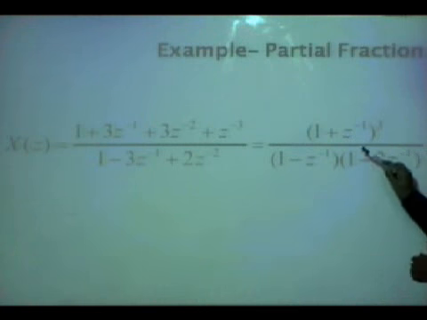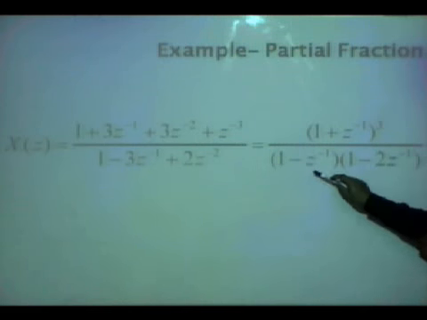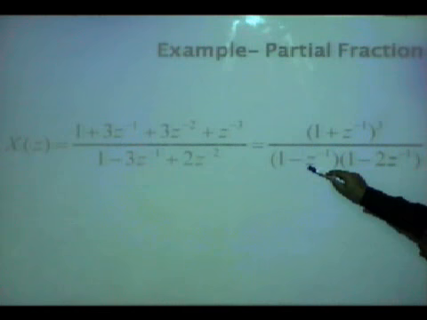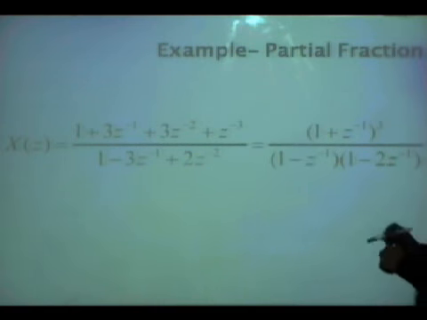Okay. So where is the zero? At minus, and how many of them are there? 3. So there are 3 zeros. Then where are your poles? At 1 and at 2. So these are the poles and zeros of the system. You can plot poles and zeros. Then the next job is that you do partial fraction.